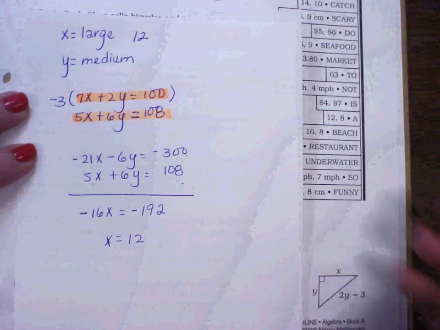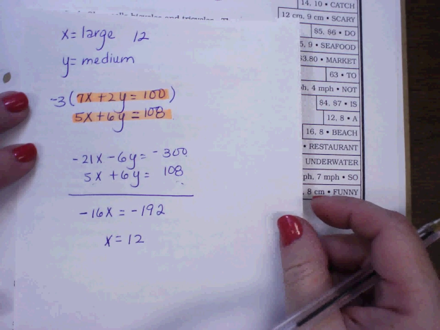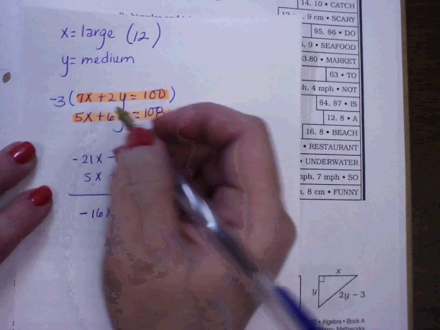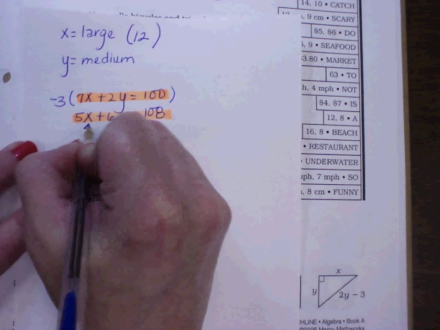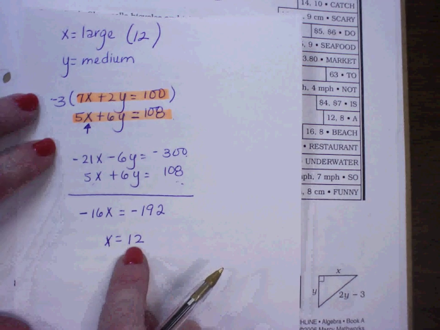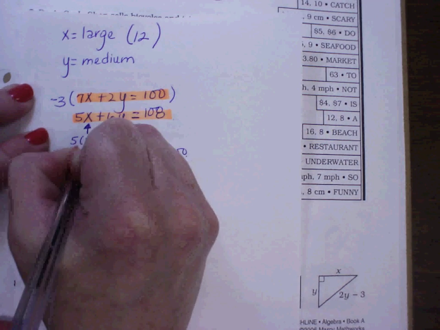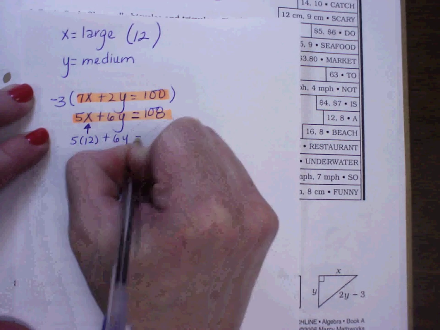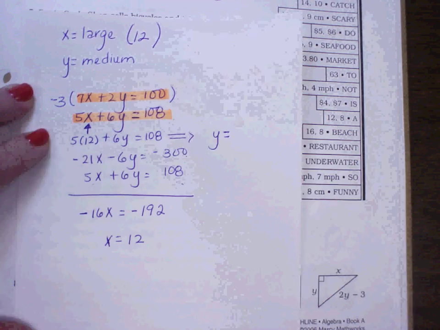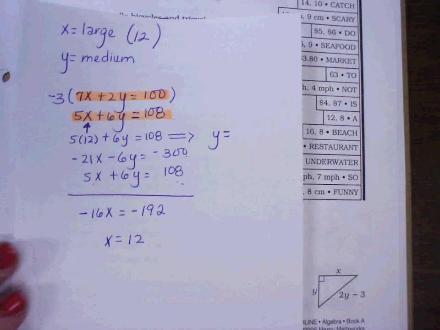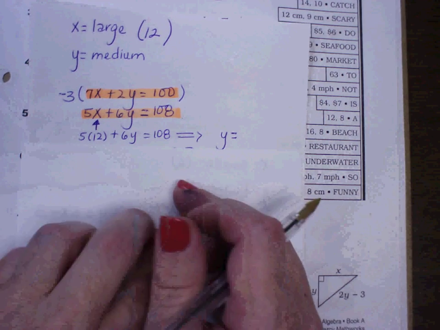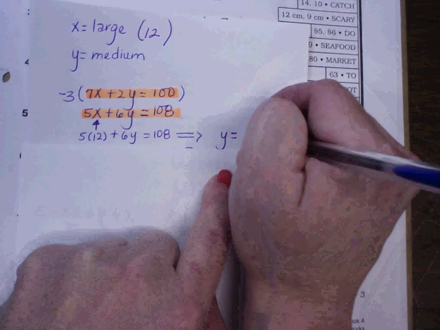All right. So I'm going to use one of these to plug it in. Substitute that 12. So this would be 5 times 12 plus 6y equals 108. And then you go to equation solver and you figure out what y equals. 8. Does that make sense, that the medium one has fewer slices than the big one?